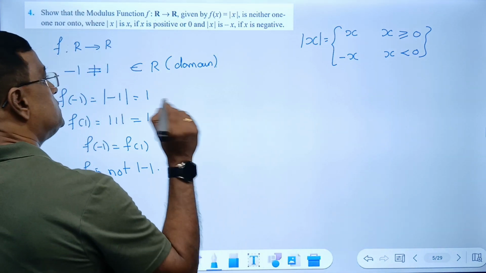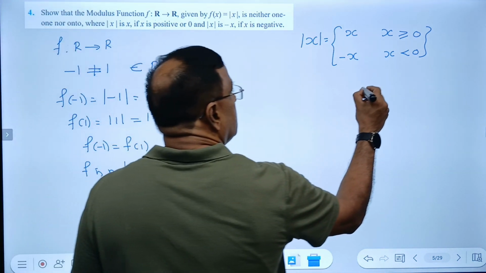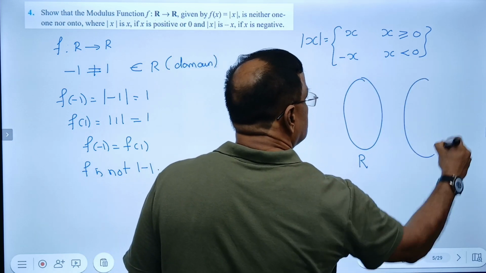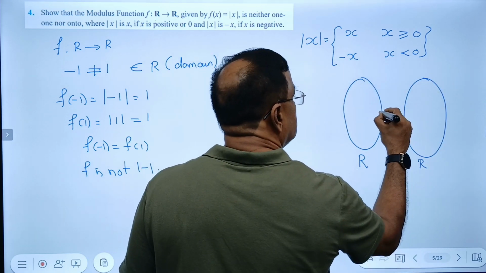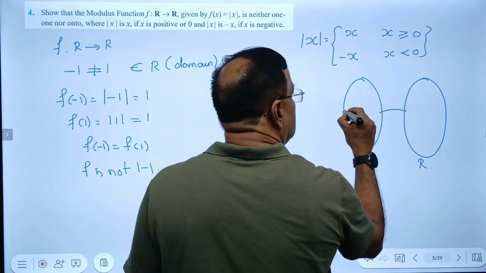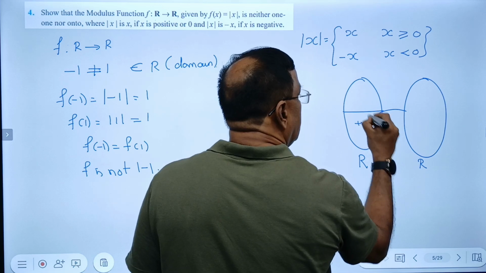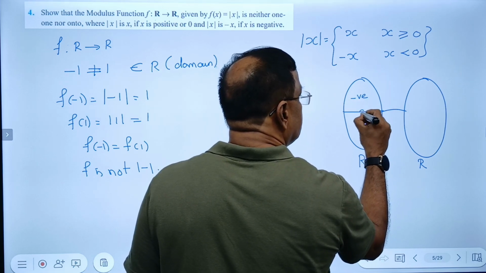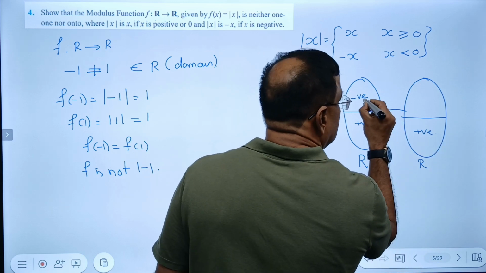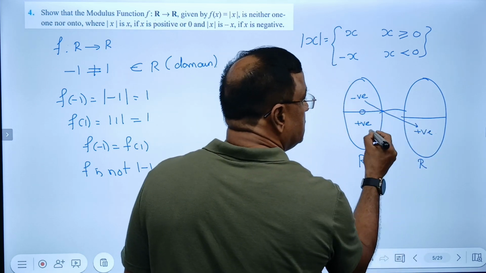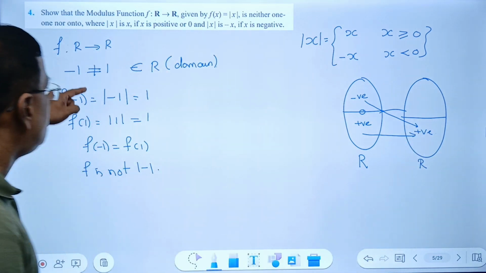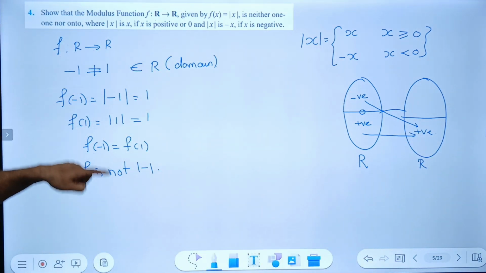Now, is it onto? Let us see. Now, this is set of all real numbers. This is also set of all real numbers. And this is the function. What is the function? It's mod x. So that means all the positive values and all the negative values, including 0, they all go to positive numbers. The negative numbers also go to positive numbers. The positive numbers also go to positive numbers. That is why you got a situation where it is not 1 to 1.